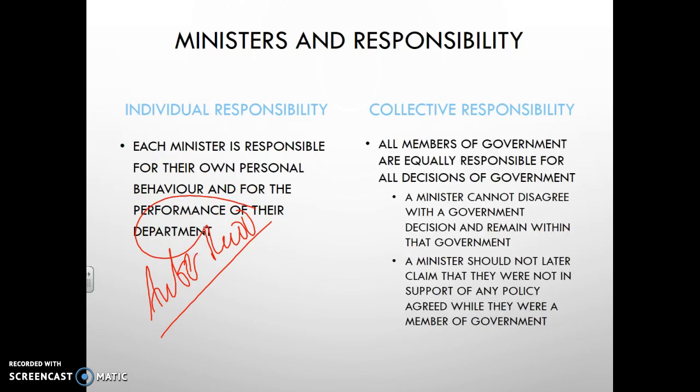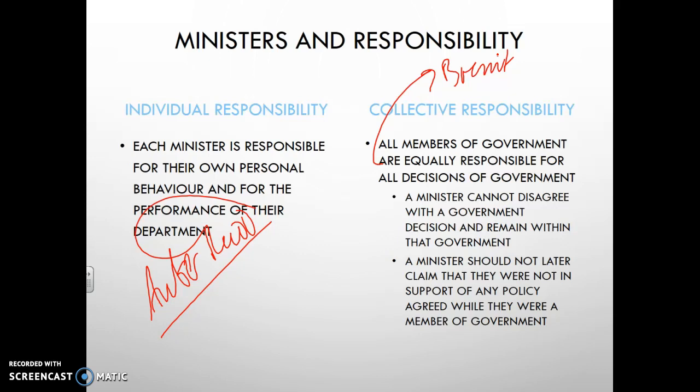Collective responsibility. This is the idea that all members of government are responsible for the decisions of government. This is why we've seen a slew of Brexit resignations, including, of course, three recent Brexit secretaries, which is quite spectacular when you think about it.